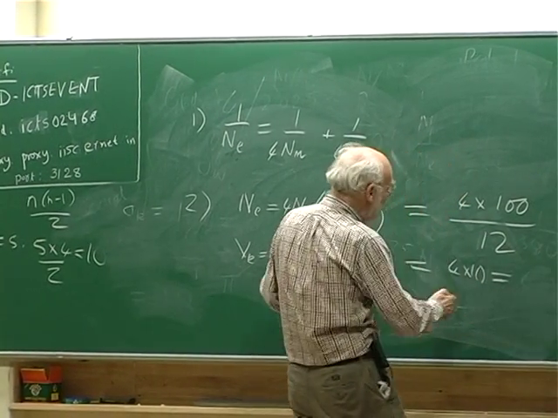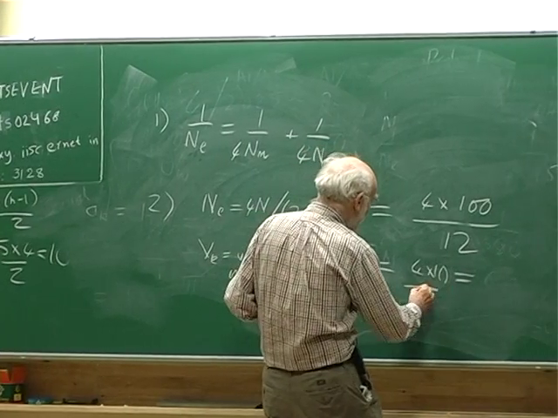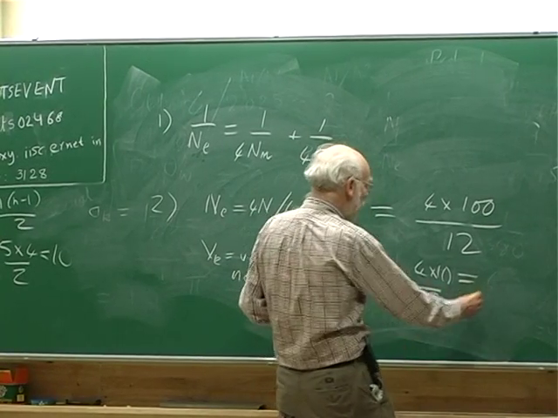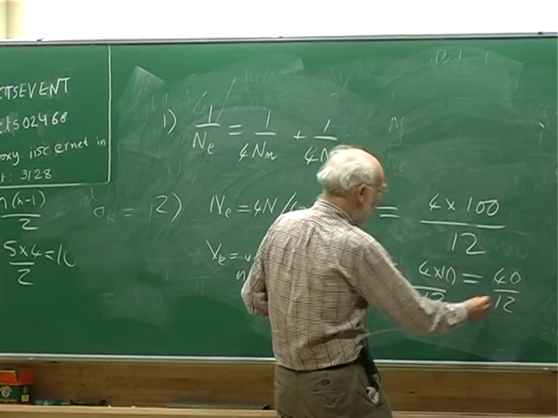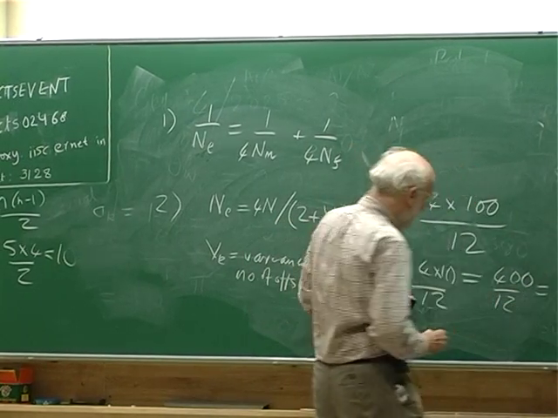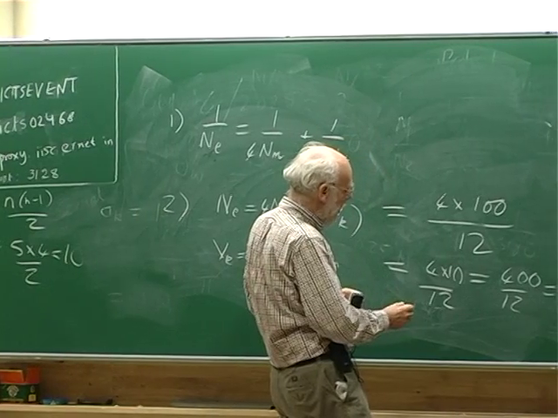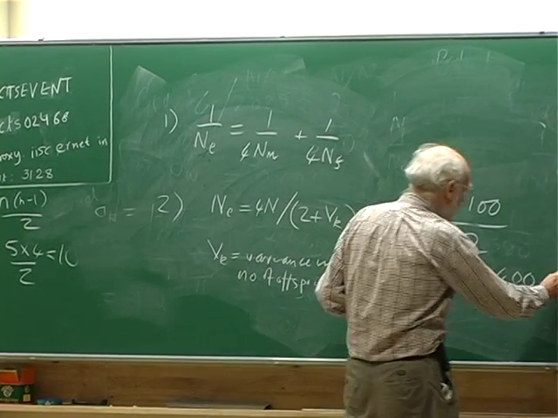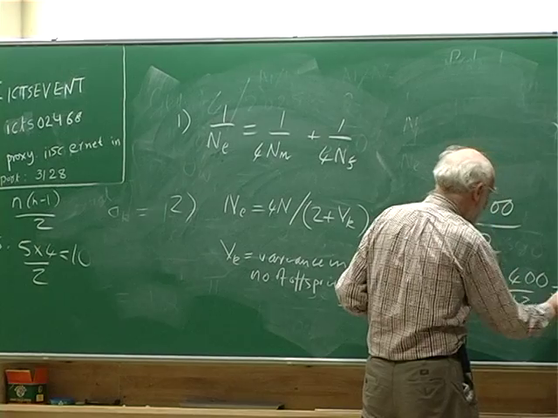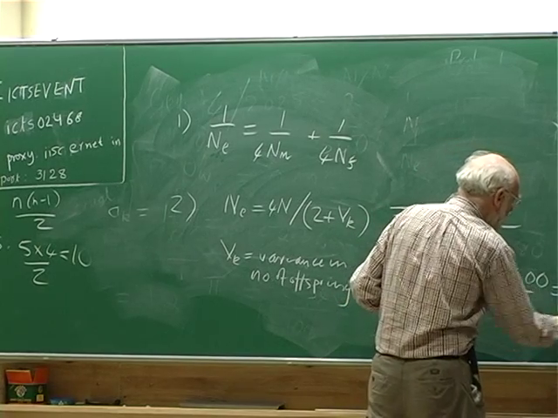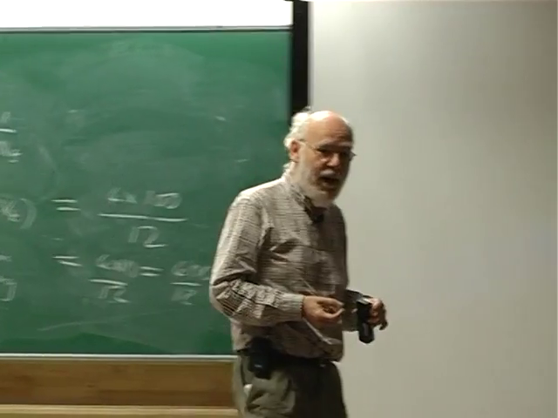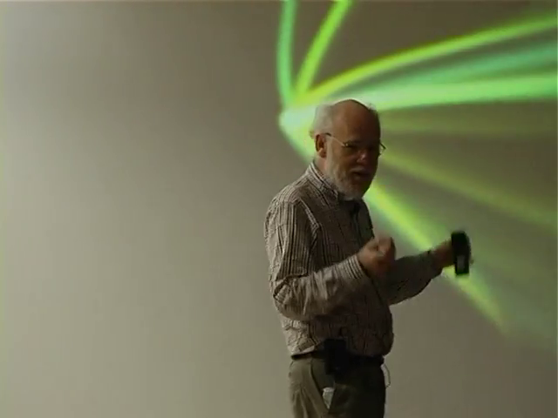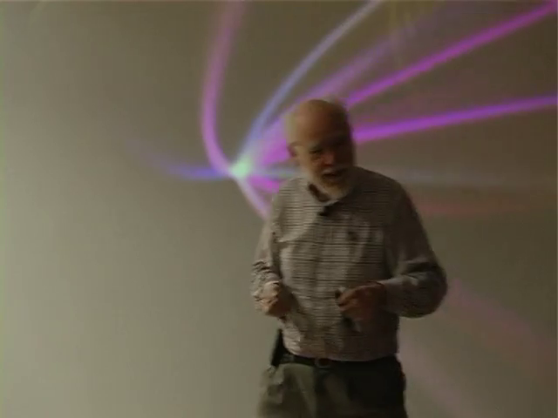4 times, it would have been easier if I'd made it 10, wouldn't it? 4 times 10 over 12, so that's 40 over 12, 400 over 12. So that is something like 12 into 40 is 3, and 6 over 35. So effective size is, if I've got it right here, 35, not 100.